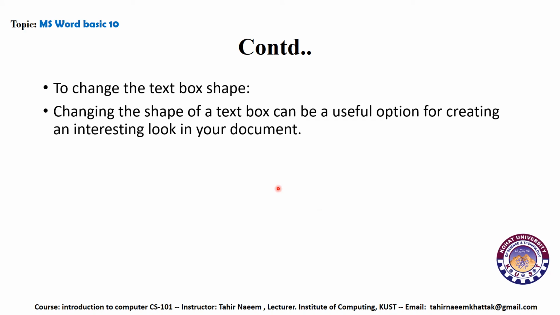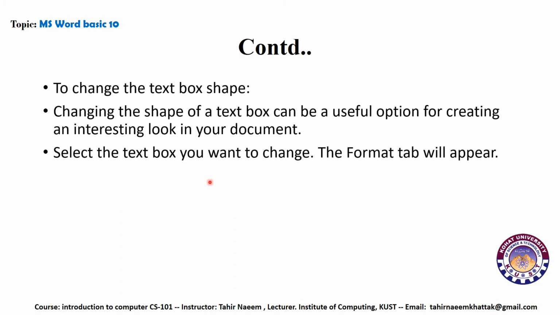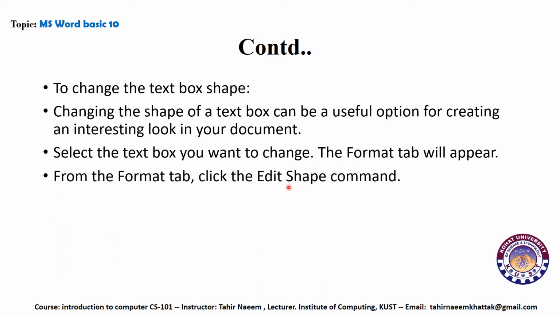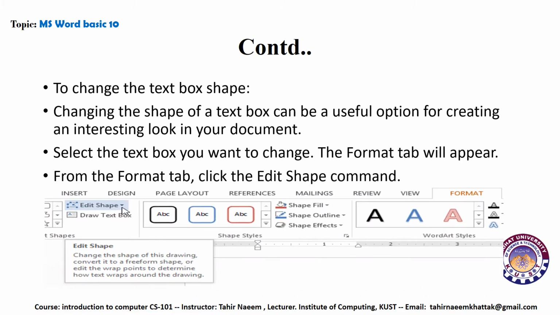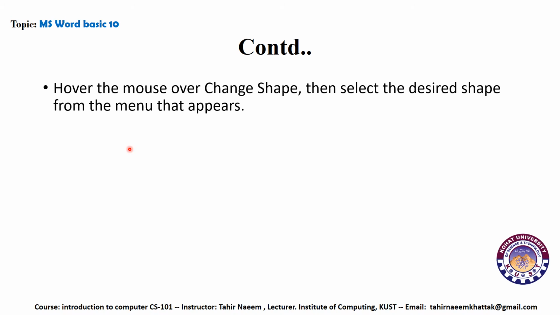So how will we change the text box shape? Changing the shape of a text box can be a useful option for creating an interesting look in your document. Select the text box you want to change. The Format tab will appear whenever we click on the text box. In the Format tab, we will go to the Edit Shape command. As you can see here, we click on Edit Shape. Here we will hover the mouse over it, then select the desired shape from the menu that appears.